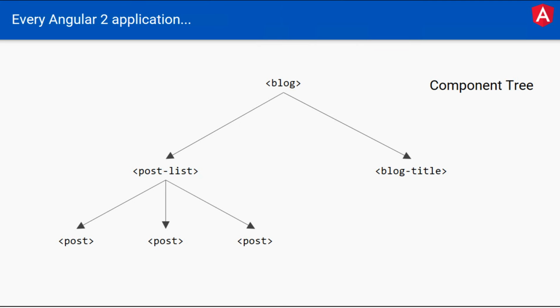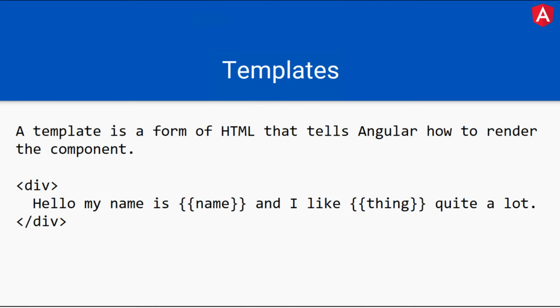Okay, this is the component tree that I previously showed you. The blog has these tree descendants. This blog title, yeah, this is simple, what you saw. Okay, the next thing is templates. Now we discussed modules. We discussed components. Now what is a component? A component actually draws the thing, right? Using what? Using templates.